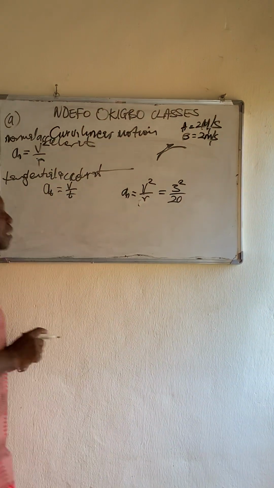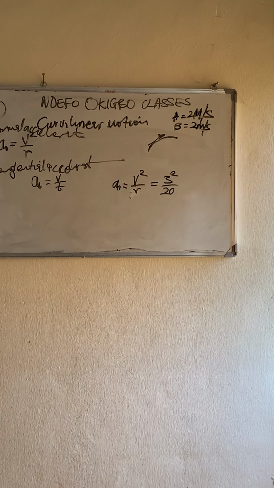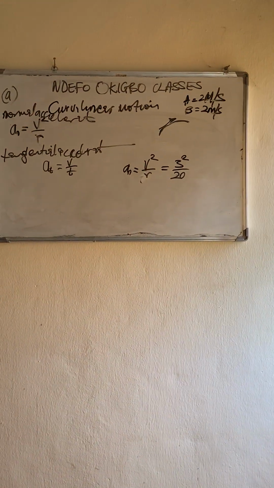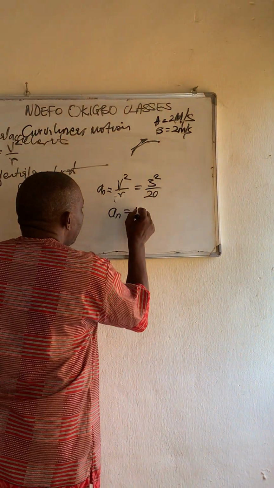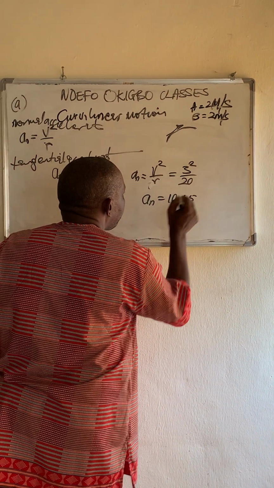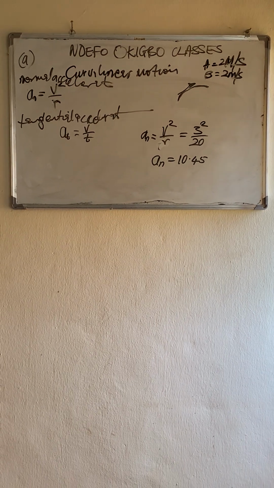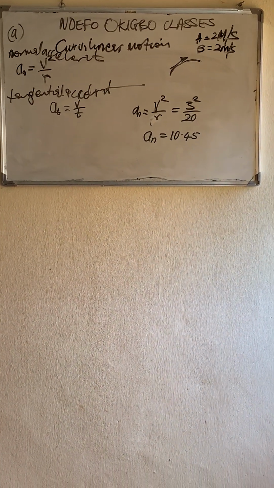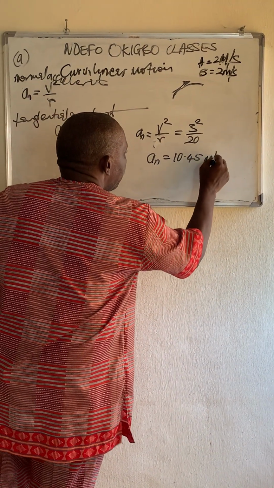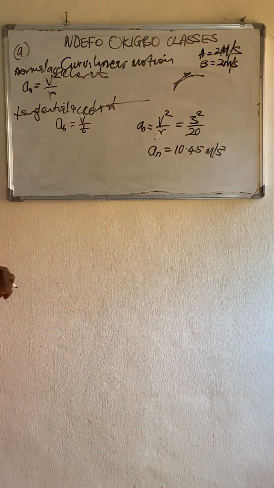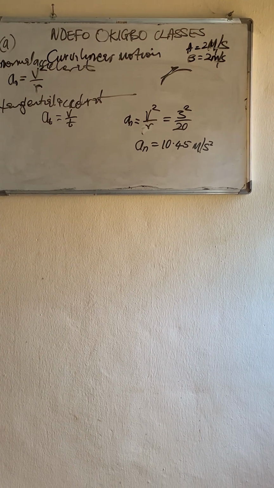As simple as this. The question says we should get the normal acceleration. So if I got 10.45, that is the normal acceleration, 10.45 meters per second squared. That is the acceleration.